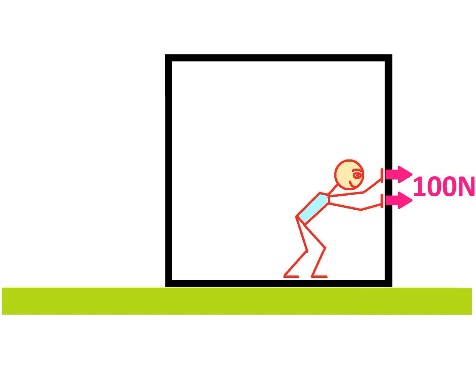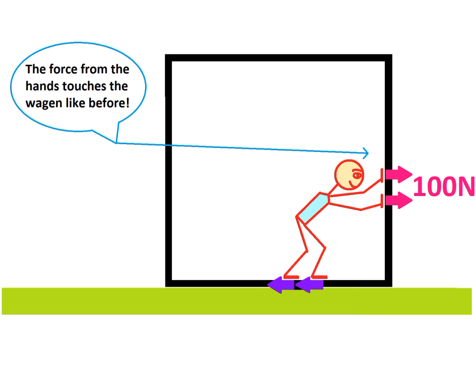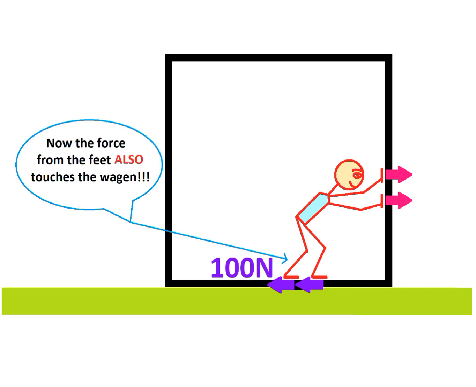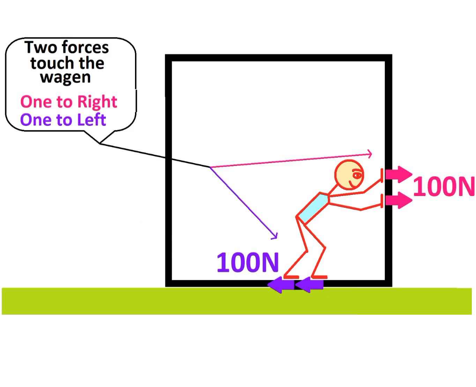Finally, we look at our problem when you are inside the wagon. Again, we see that your hands are pushing the wagon with 100 newtons to the right. But here comes the important part. What do your feet push now? It is the wagon floor. So now your feet also touch the wagon and are pushing with 100 newtons to the left. Remember, the feet always push in the opposite direction. So since the force from the feet also touches the wagon, when you are inside the wagon or inside a box or inside a car, it must be taken into account for the total force on the wagon.